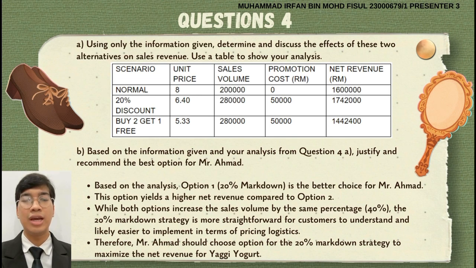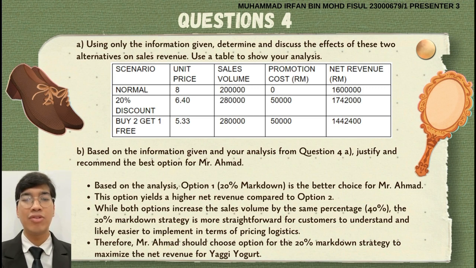First scenario is at normal price. So the unit price is 8 ringgit. Sales volume is 200,000. Promotion cost is 0. Net revenue is 1,600,000. Scenario 2 is 20% discount. So the unit price is 6 ringgit and 40 cents. Sales volume is 280,000. Promotion cost is 50,000. And net revenue is 1,742,000.